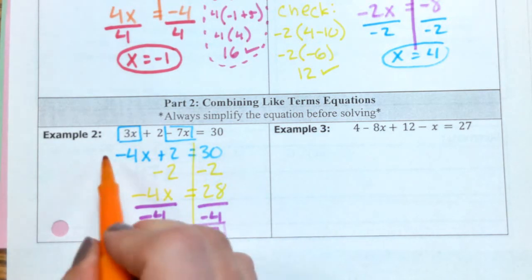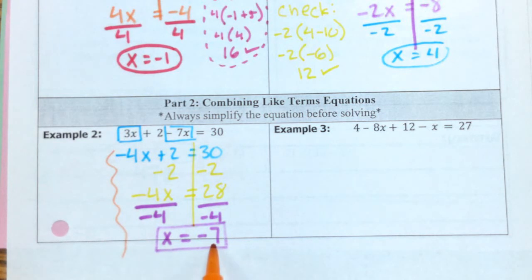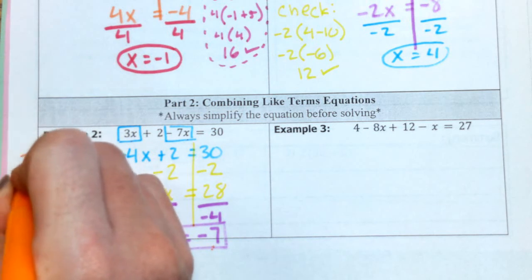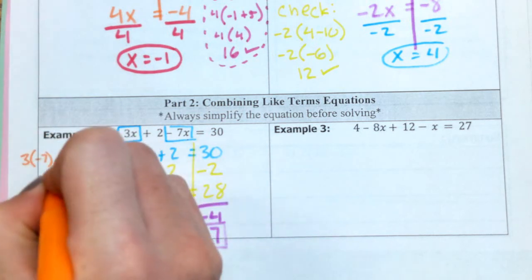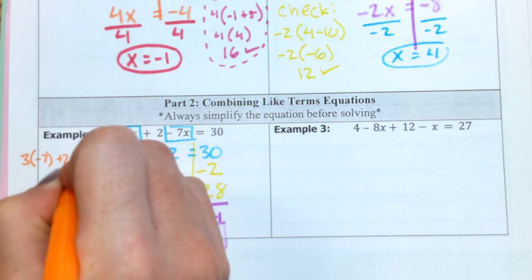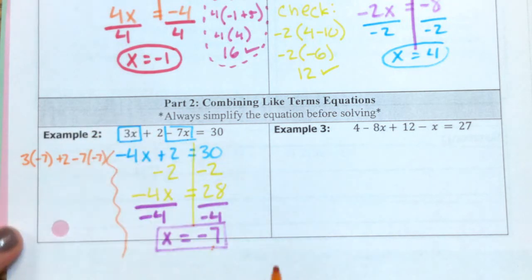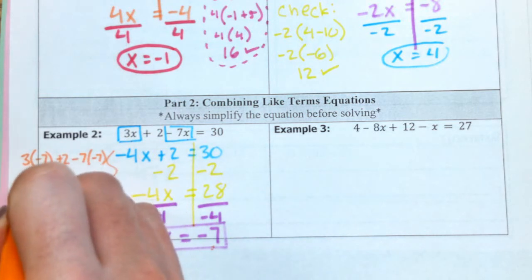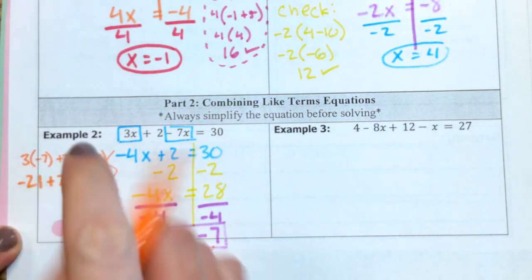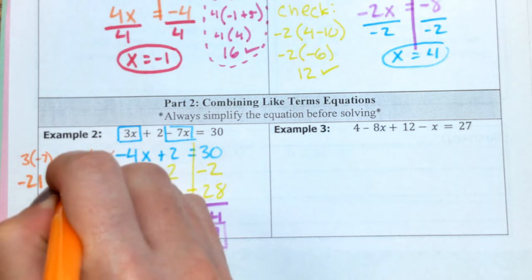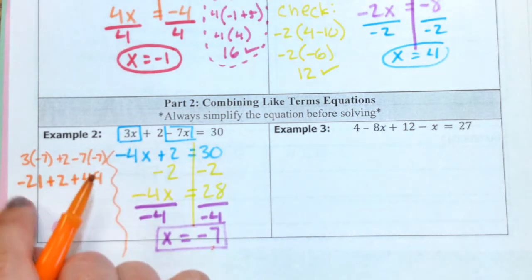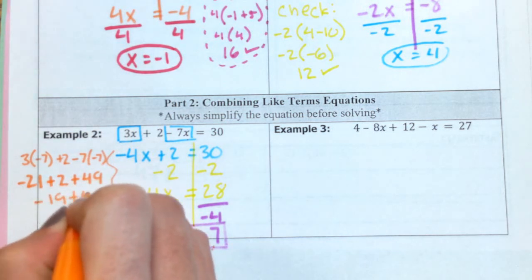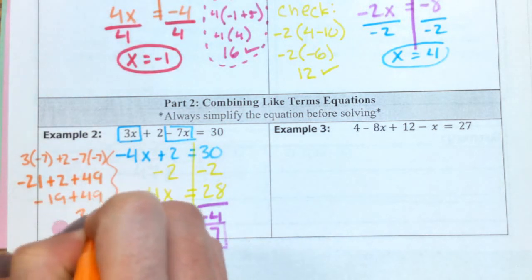If you're going to check your work, you're taking this negative 7 and plugging it into every x when you see it. 3 times negative 7 plus 2 minus 7 times negative 7, and we should get 30. 3 times negative 7 is negative 21, plus 2. Negative 7 times negative 7 is plus 49. Negative 21 plus 2 is negative 19, plus 49, which is 30.